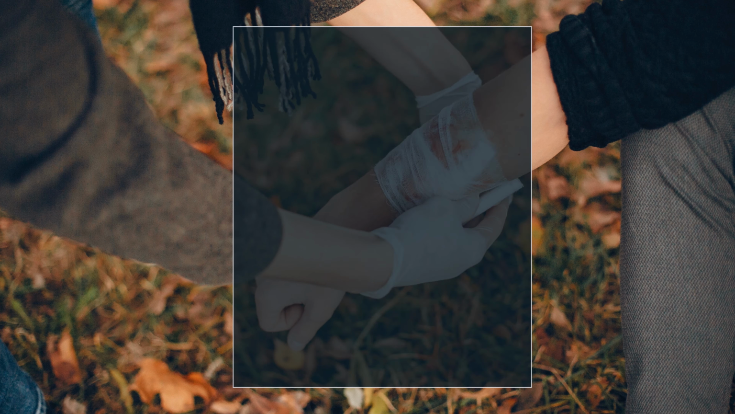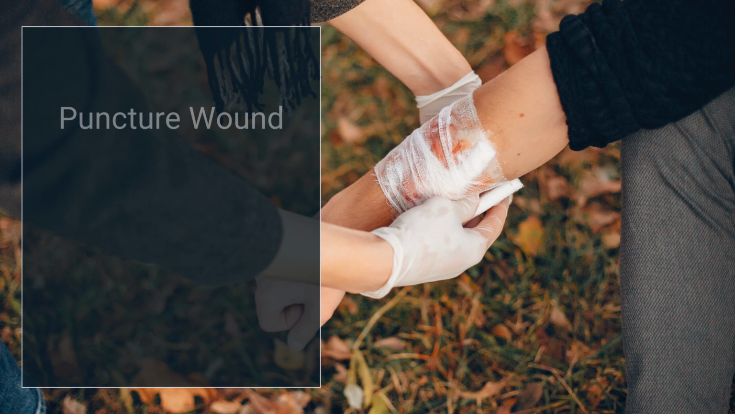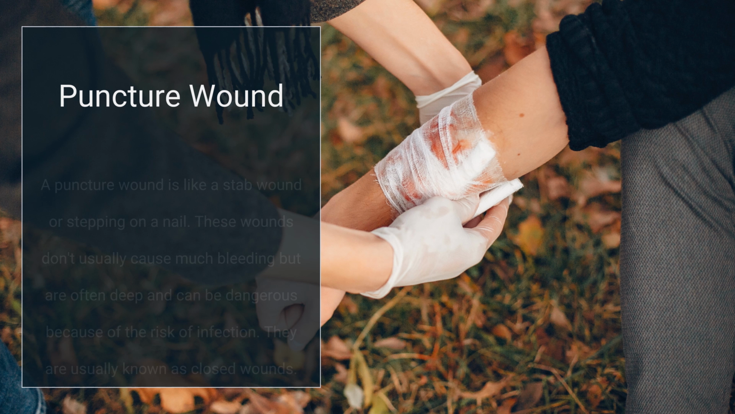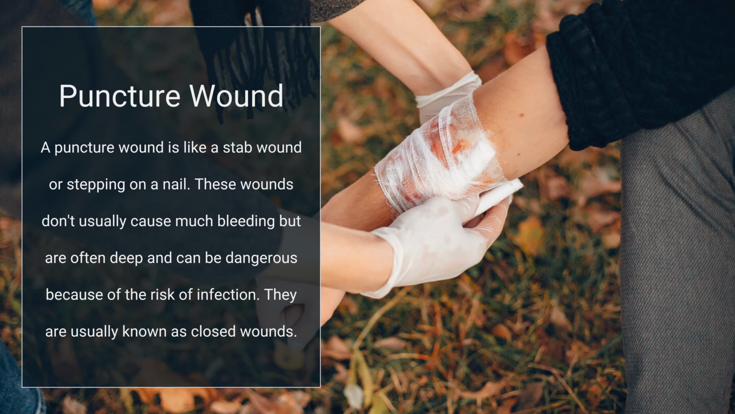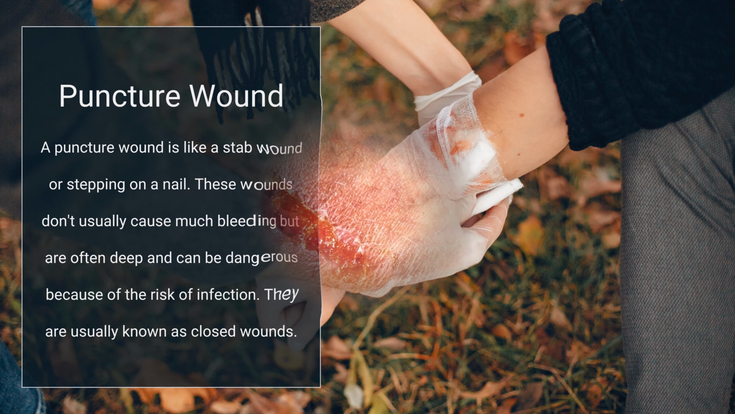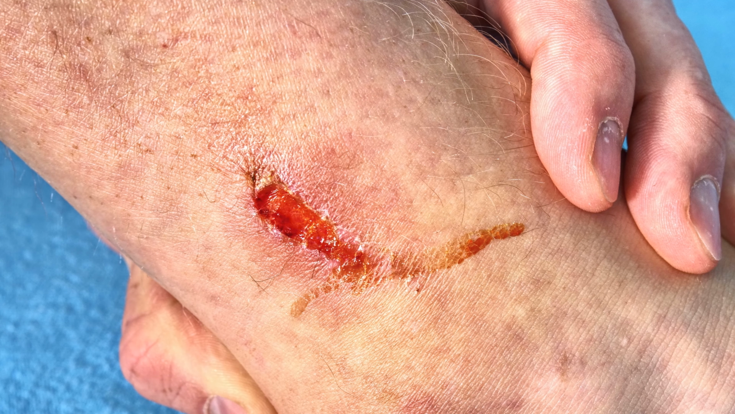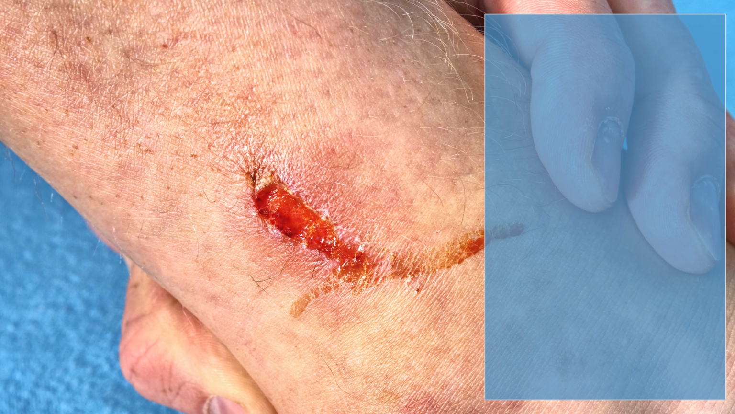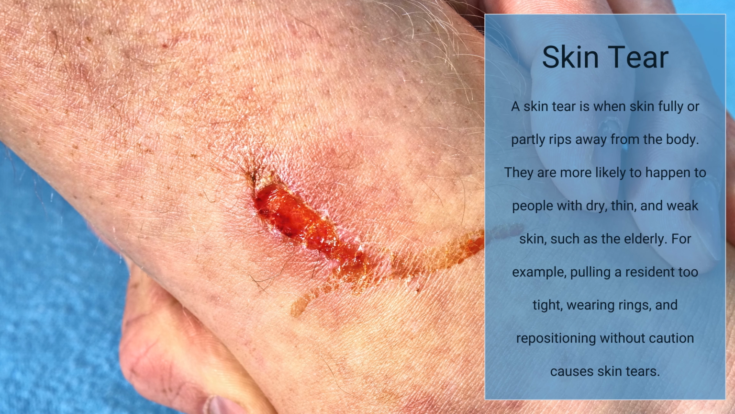A puncture wound is like a stab or stepping on a nail. These might not cause a lot of bleeding, but they're often very deep and can be dangerous because of the risk of infection. So they're also known as closed wounds. A skin tear is typically seen in older adults. Why? Because their skin is so fragile.